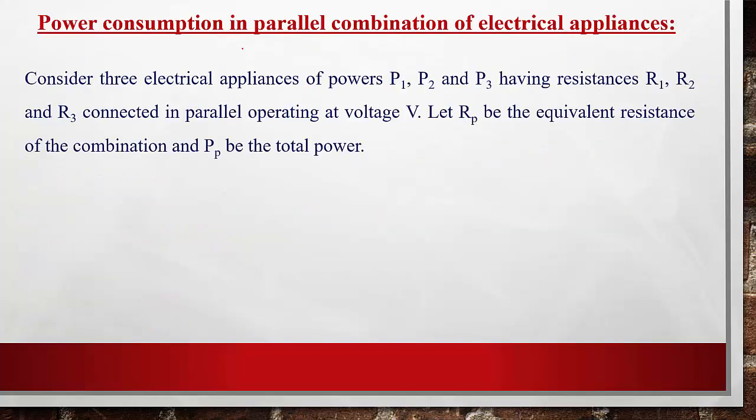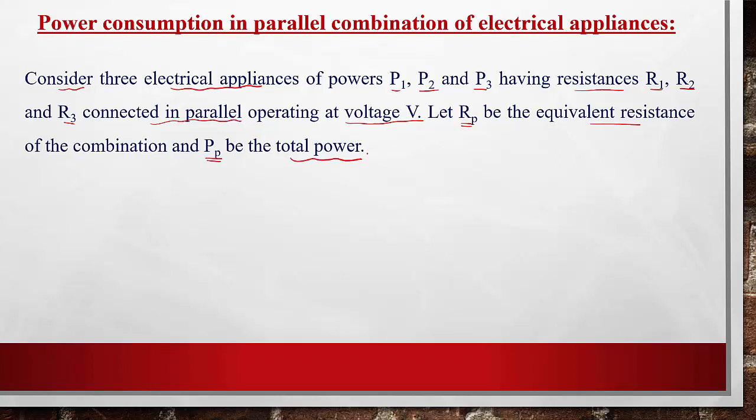Now the next part, power consumption in a parallel combination of electrical appliances. When the electrical appliances form a parallel combination of resistors, how does power consumption take place? Let us study that. Consider three electrical appliances of power P1, P2 and P3 having resistances R1, R2 and R3, connected in parallel and operating at the voltage V. Let Rp be the equivalent resistance of the combination and Pp the total power.